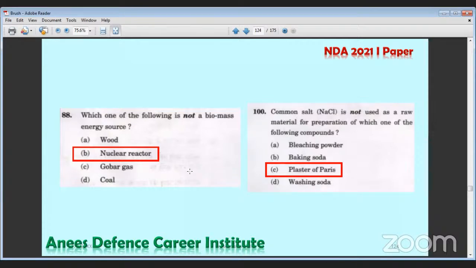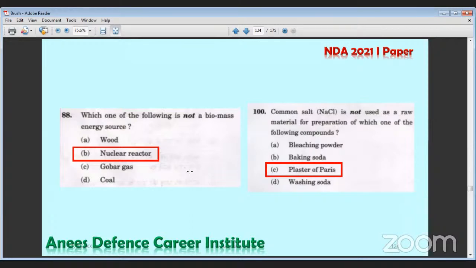Negative marking is also there, so you have to be very careful. Which one of the following is not a biomass energy source? Do you know what exactly biomass is? It is using life sources, in large quantity, that you use something. Options are wood, nuclear reactor, gobar gas and coal. Very simple question. If you have your basics clear, you will get the answer without any help.